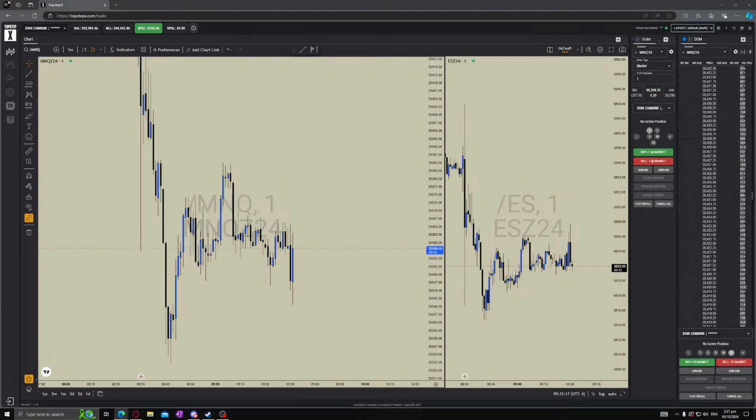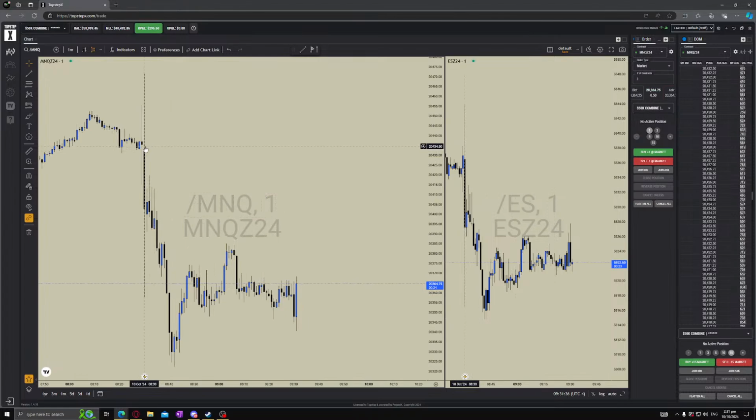So I didn't stream my first trade because the stream wasn't working for some reason, but I still recorded, so I'll post it later. So the idea was we had the CPI candle.